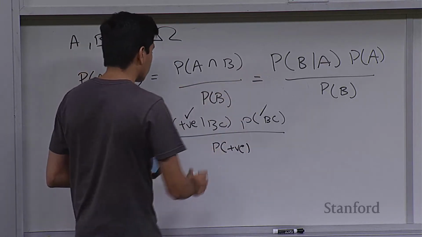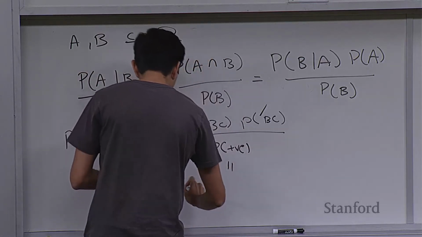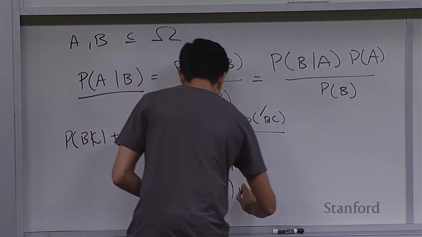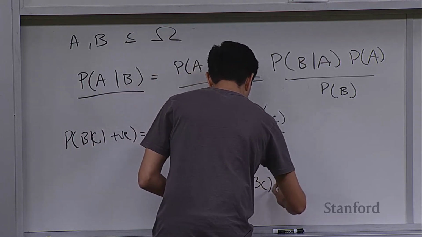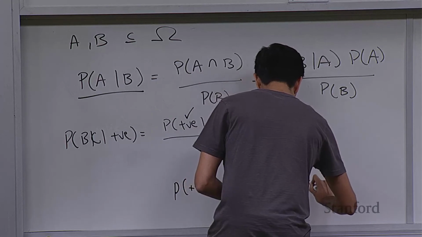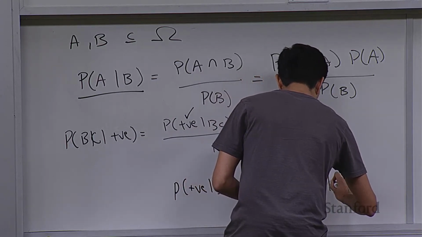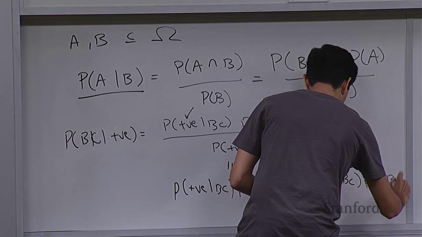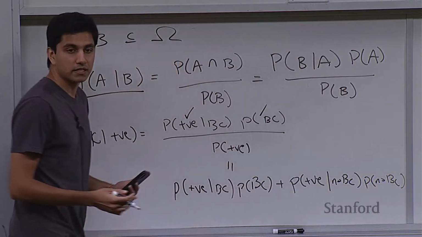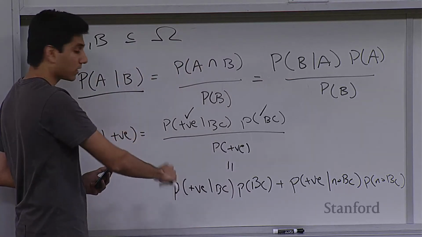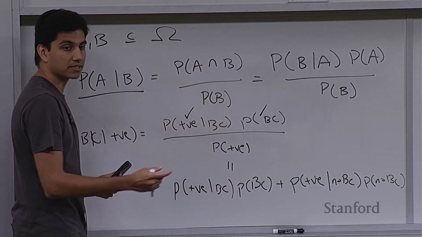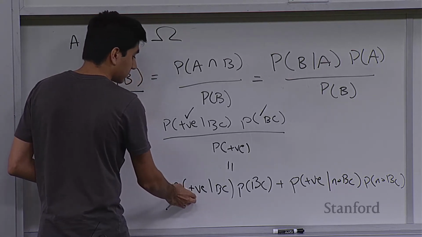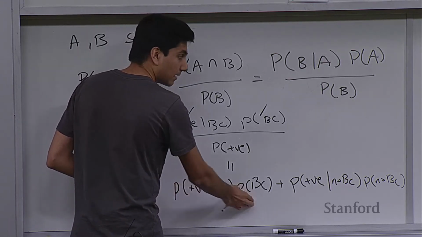What we can say, however, is that the probability of a positive result is equivalent to the probability of a positive result given breast cancer times the probability of breast cancer, plus the probability of a positive result given no breast cancer times the probability of no breast cancer. Does that make sense? What we're effectively doing here is marginalizing over the event that this person has breast cancer. The first term says, what's the probability that the result is positive given that they have breast cancer, times the probability they have breast cancer.